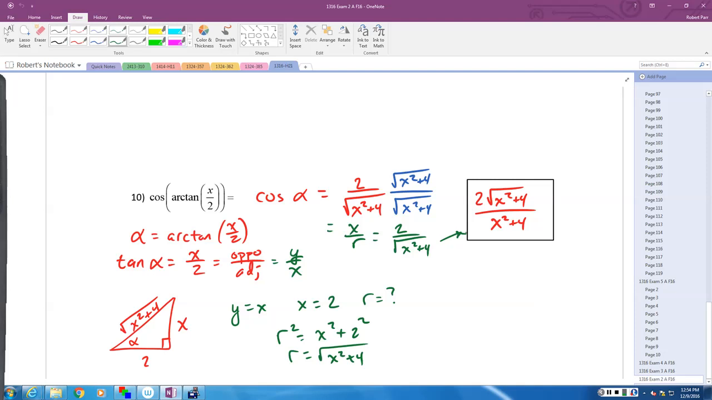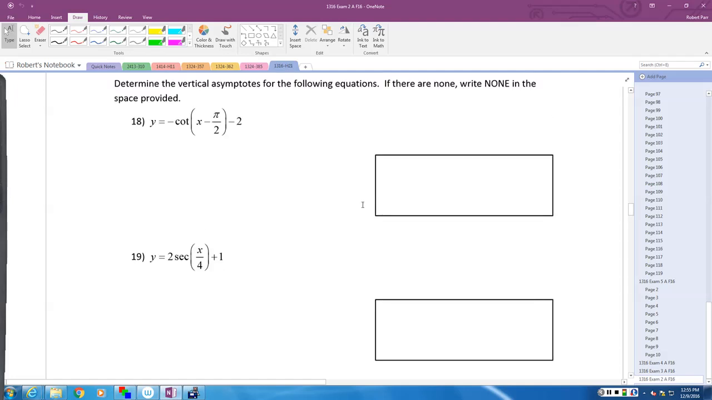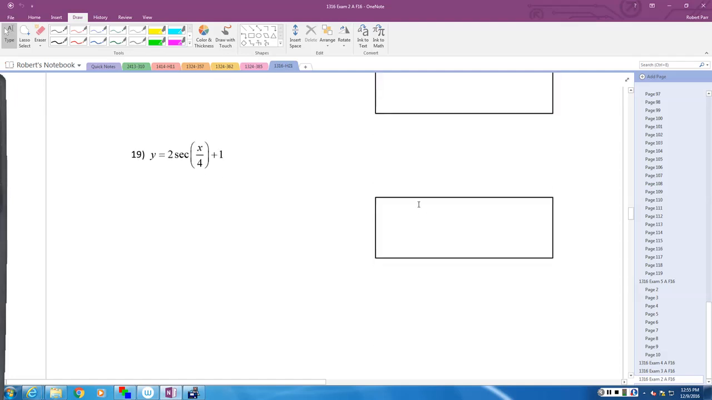Anything else from exam 2? Number 19. We are finding the vertical asymptotes. So, vertical asymptotes for secant. We're going to find out where cosine crosses the midline, right? So, what we can do, we can say this is equivalent to y equals 2 cosine of x over 4 plus 1. All right, where does this cross the midline?